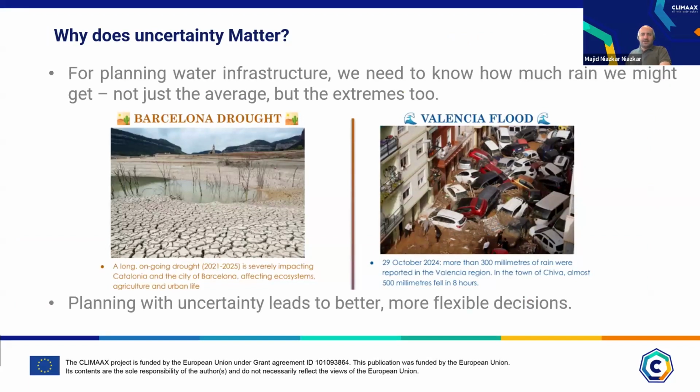But why is uncertainty very important? If you rely on just one climate model result, on one climate projection, can you expect to see the extreme events that may happen in the future? Just very recently in Spain, we have seen extreme events in different regions. In Barcelona, there was a drought. In Valencia, there was a flood. These are climate-related extreme events that may happen to any region. But climate models can give us some perspective of what we should do to prepare and plan for them.